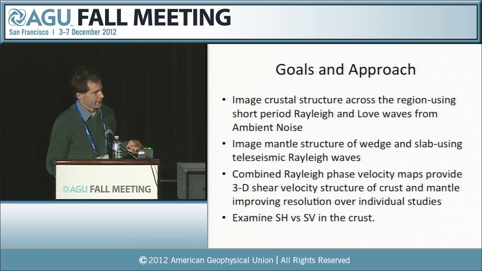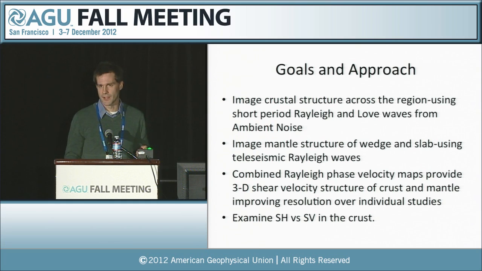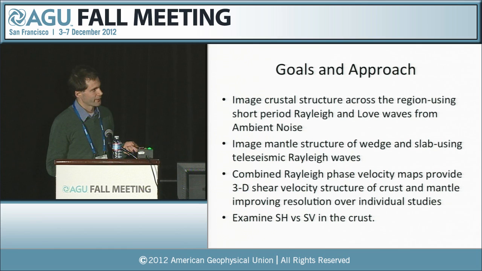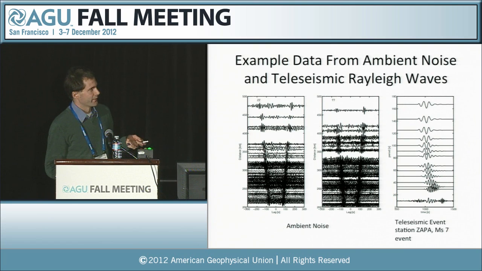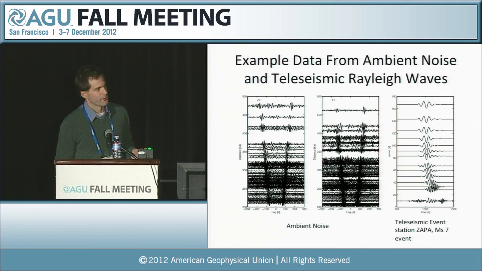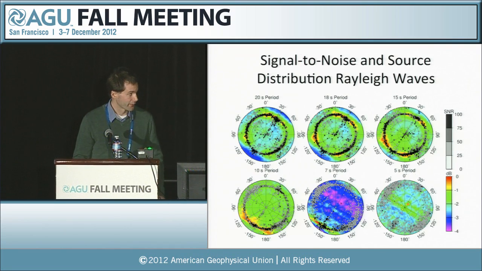And the other thing about looking at Love and Rayleigh waves is it allows you to examine radial anisotropy because of the different sensitivity for horizontally polarized shear waves versus vertically polarized shear waves. This is just an example of the data. On the left here, I'm showing the vertical component noise cross-correlation functions, and you see moveout and relatively good signal to noise. Here's the transverse component cross-correlations. And then finally over here, I'm just showing an example of dispersion from a teleseismic event at station Zappa. So pretty good data quality in general.